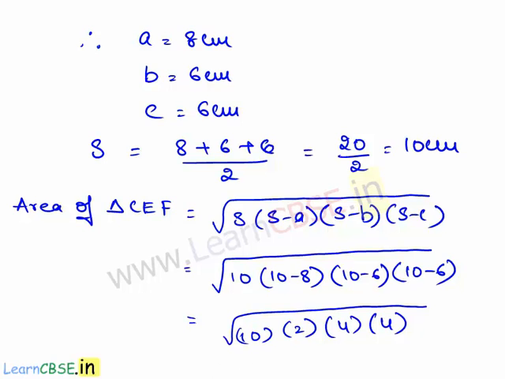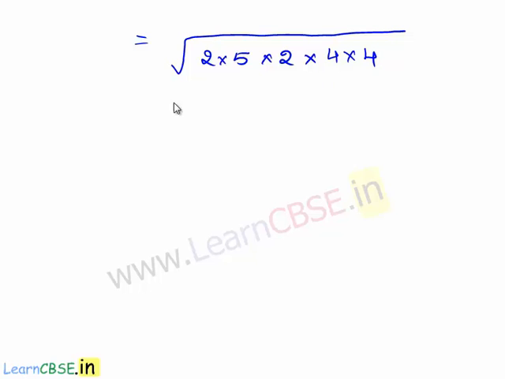So, this is equal to square root of 10 can be written as 2 times 5 times 2 times 4 times 4. This is equal to 2 times 2 is 2 square and 4 times 4 is 4 square. Therefore, we can bring out the perfect squares from the square root. So we are left over with 2 times 4 times square root of 5, which is equal to 8 root 5 centimeter square.